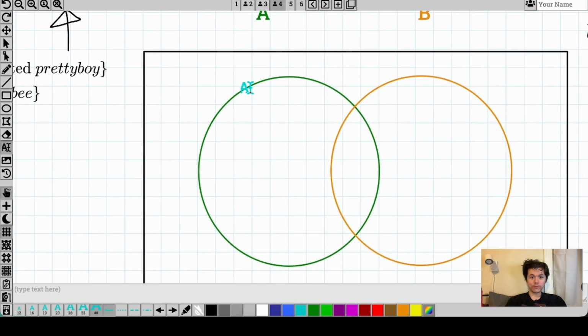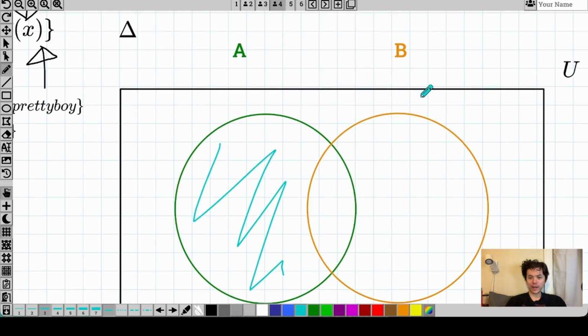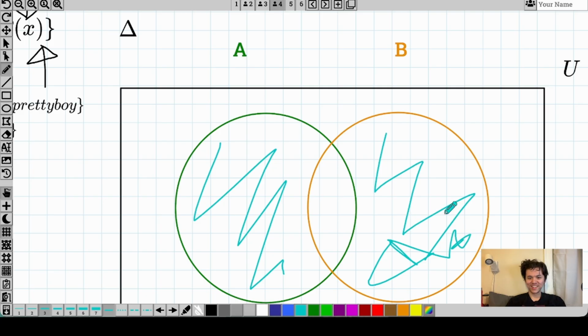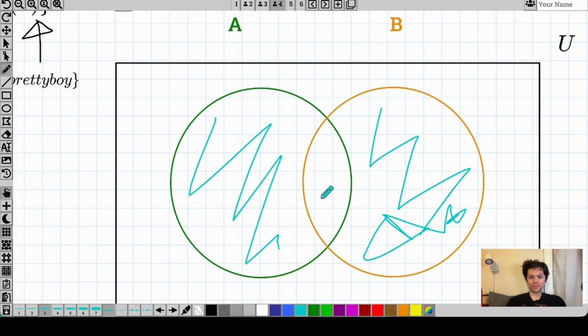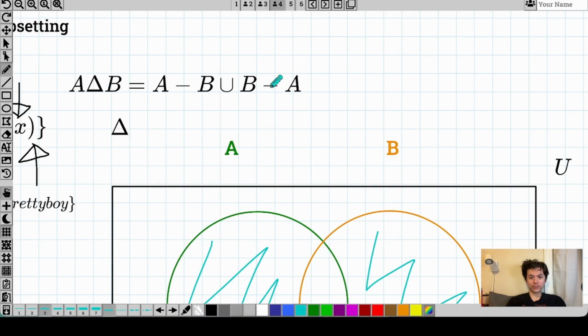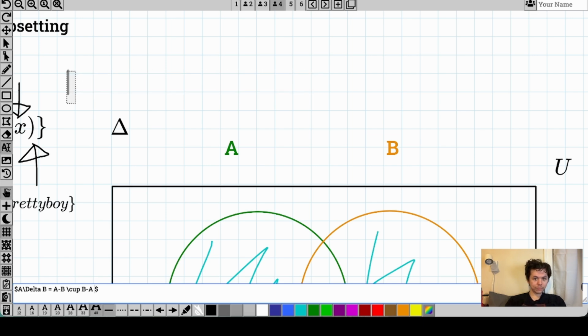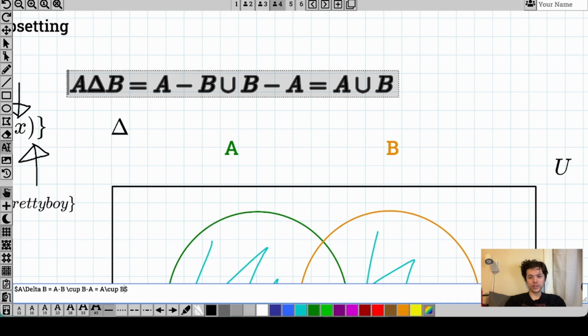And so what does that give you? Well, first you have A minus B, which is this part, and then you have B minus A, which is this part. Oops, so you gotta be careful when you're doing your picture proofs to make sure you don't get any of the intersections. So if you look at this picture, you'll also notice another way to write this is as A Δ B equals A union B minus A intersect B. Ooh. Is another way to write this.